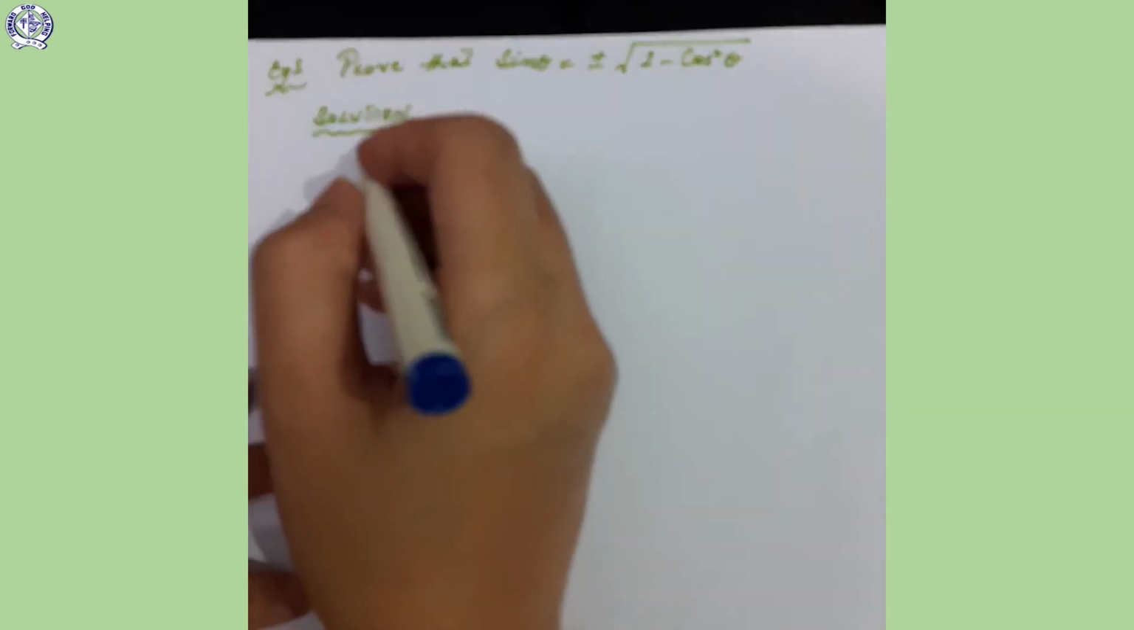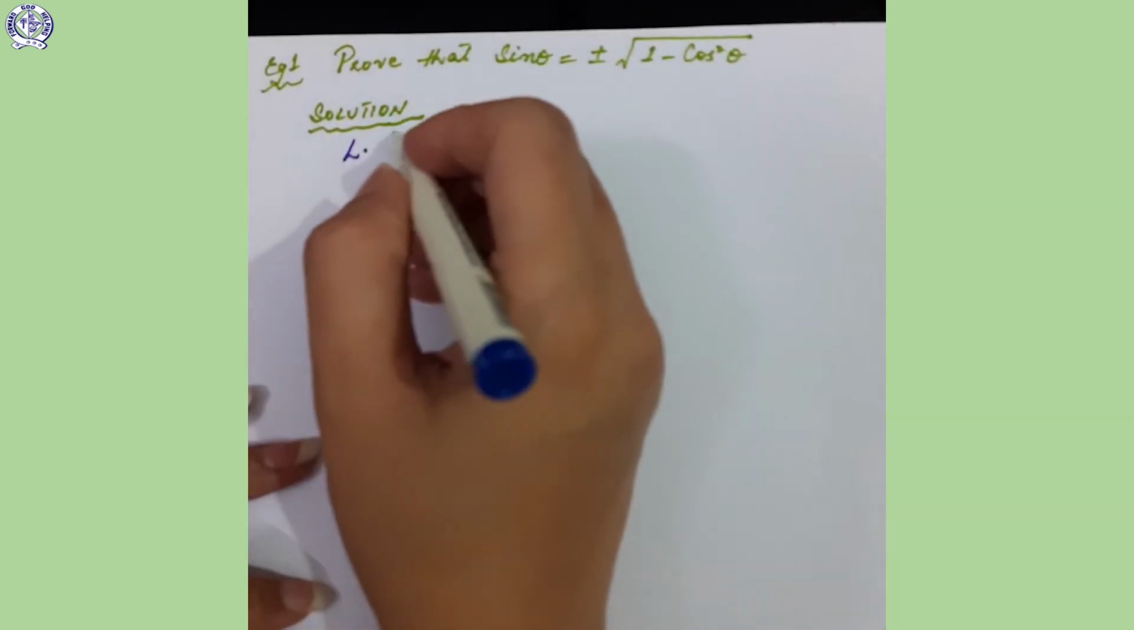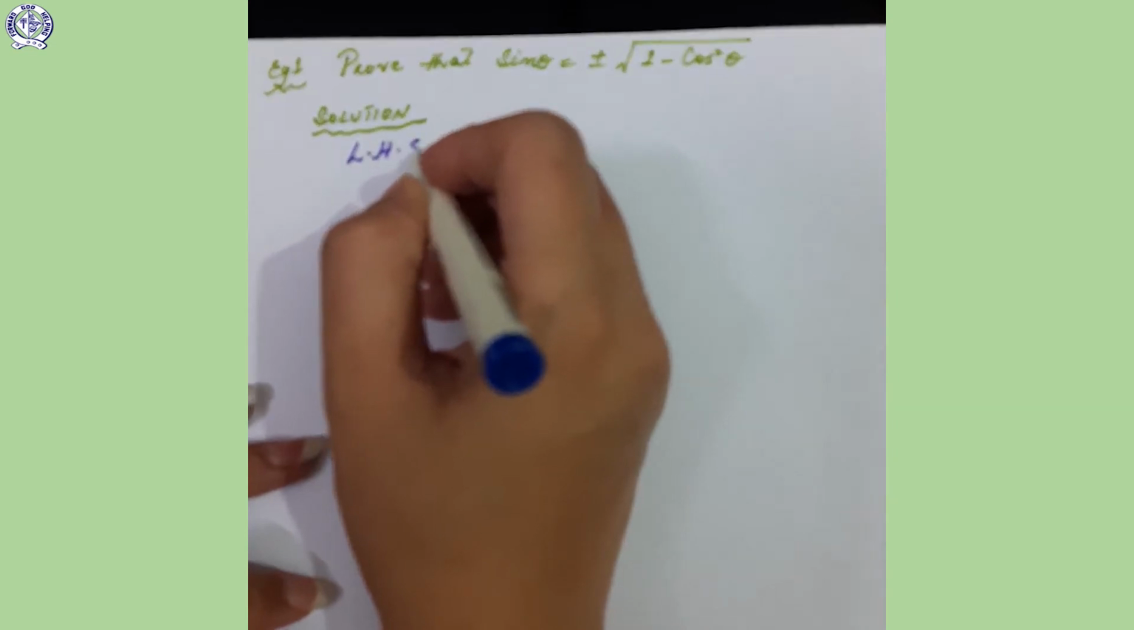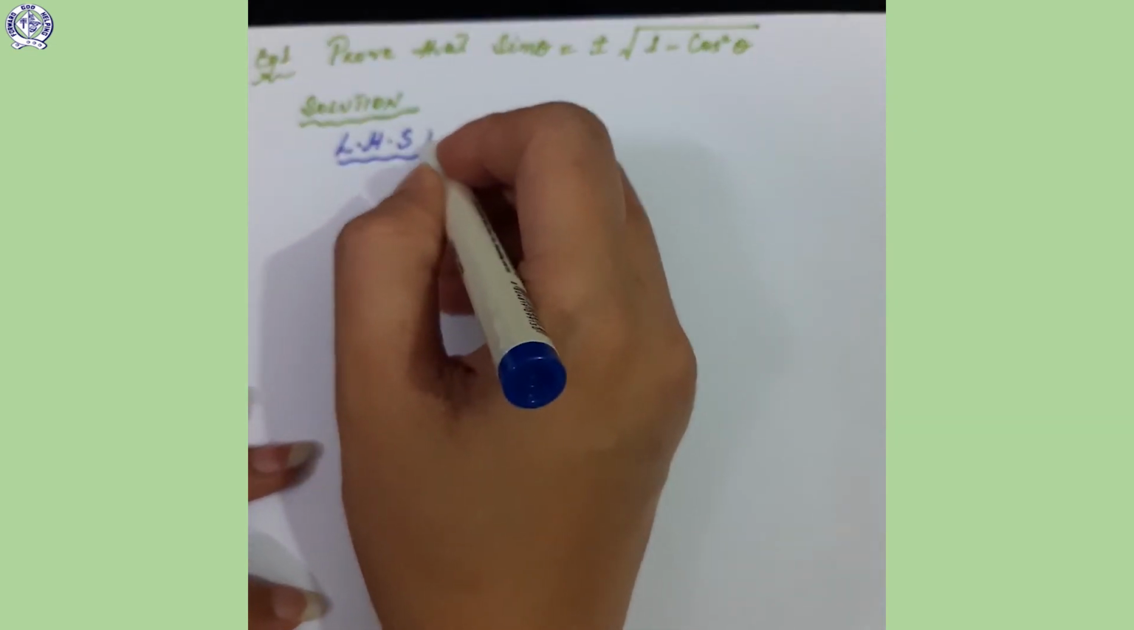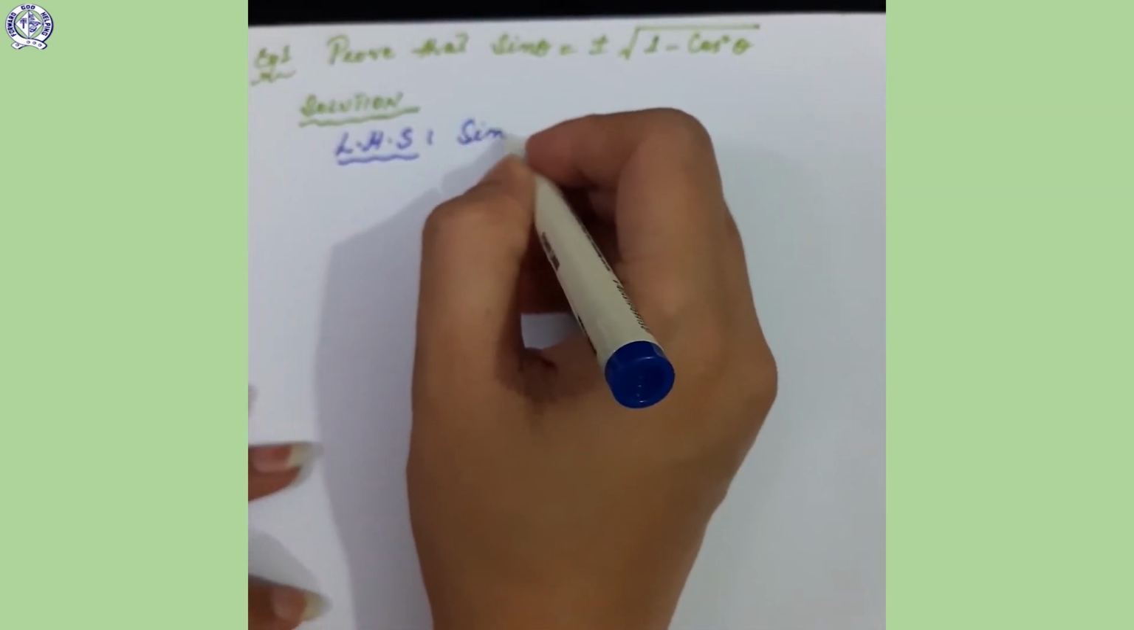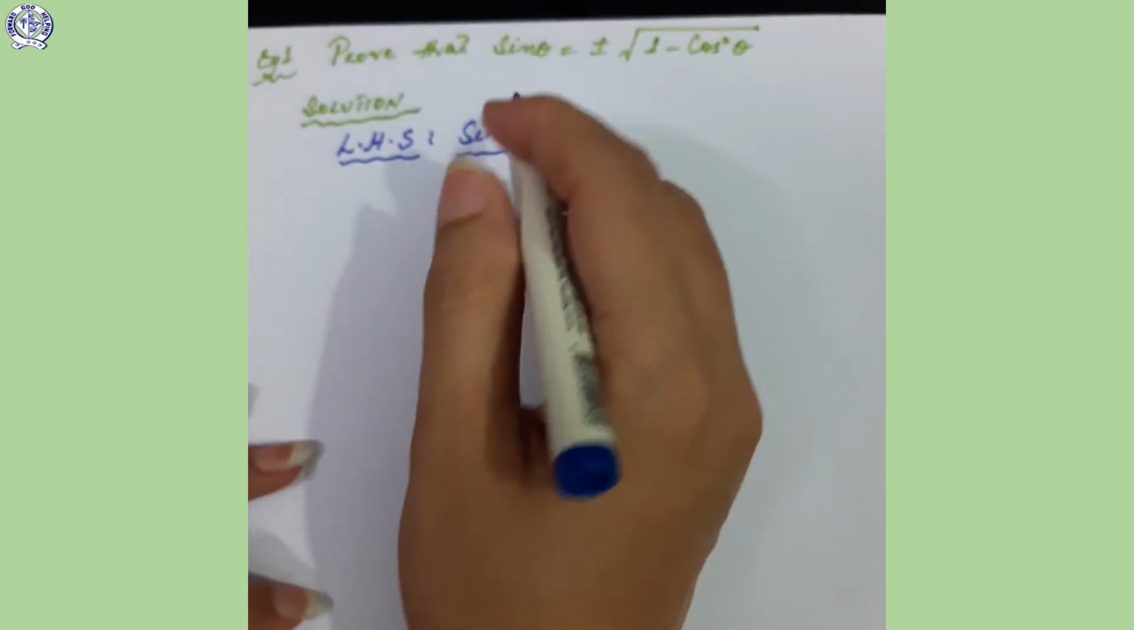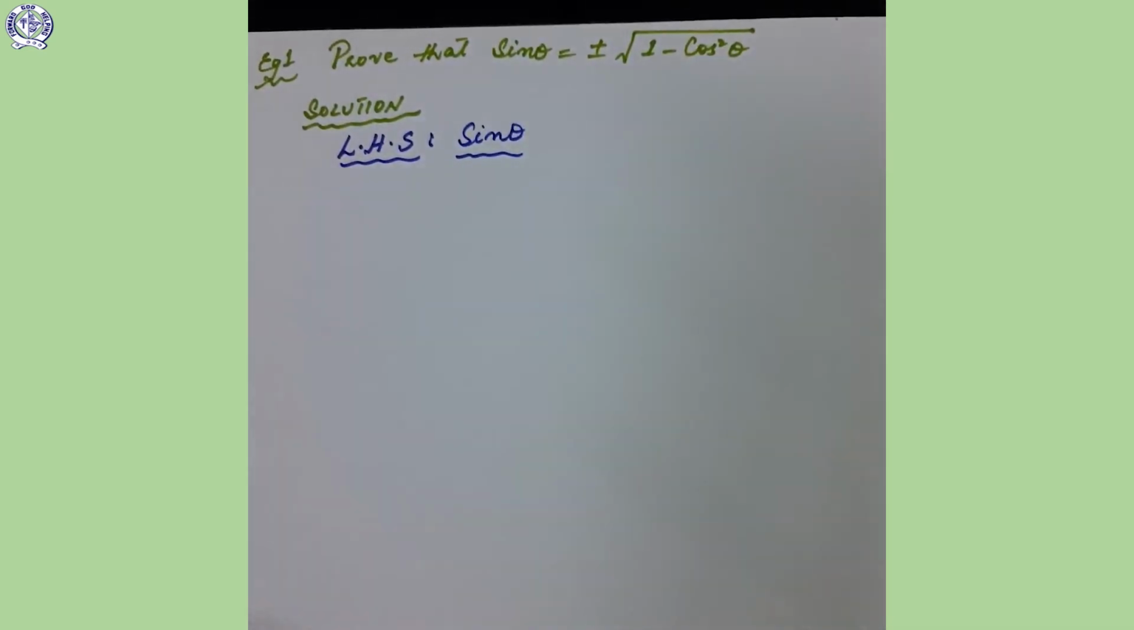Prove that sine theta equals plus minus root 1 minus cos square theta. Now you can see the left hand side and right hand side, two sides are given. We'll take any one side and then prove it with the help of the formulas. So let's take the left hand side, which is sine theta. Now we will prove whether it equals the right hand side or not.